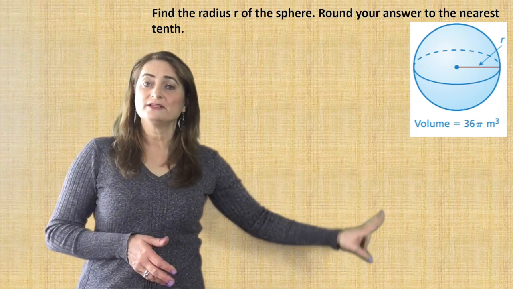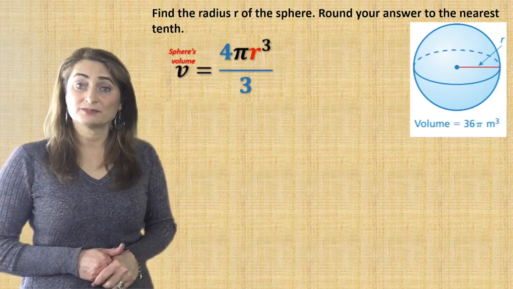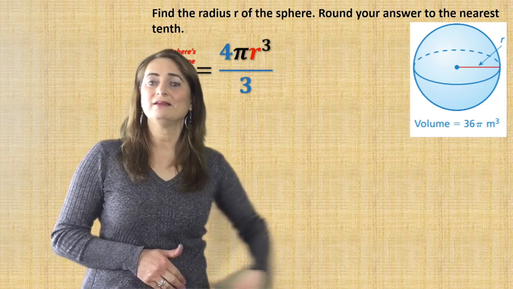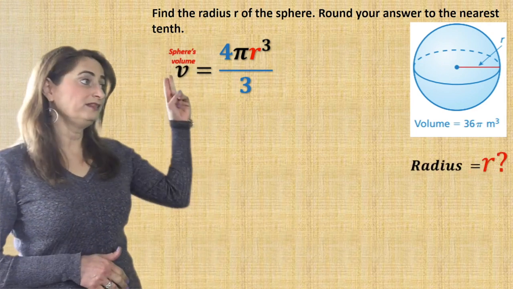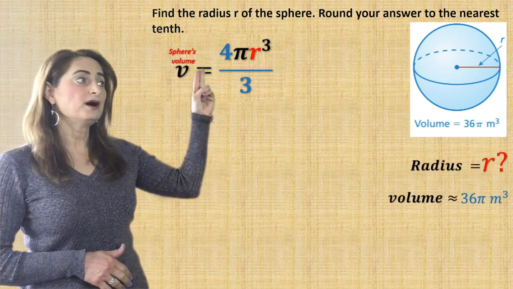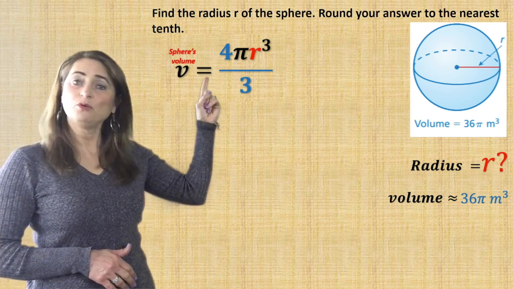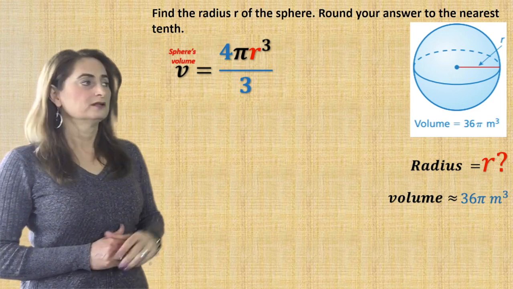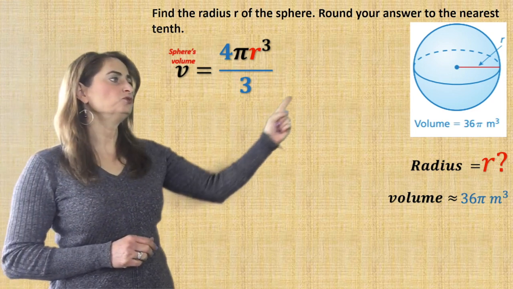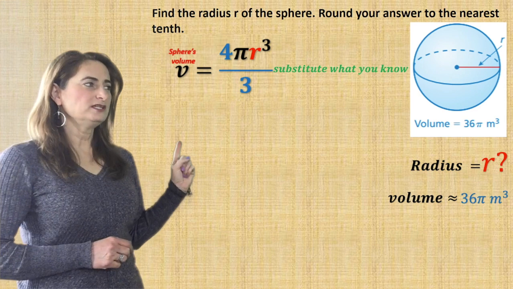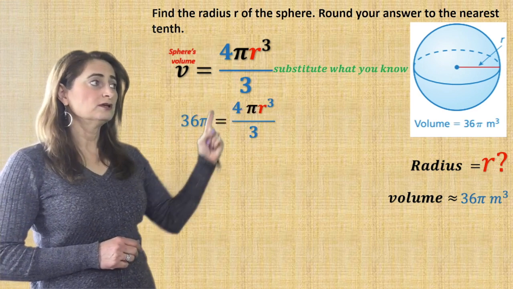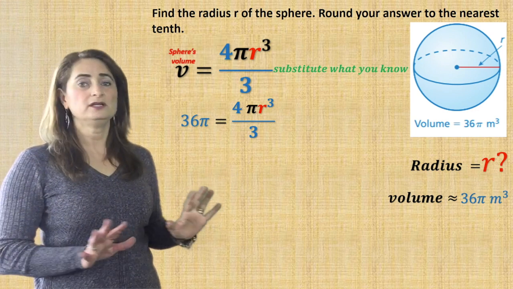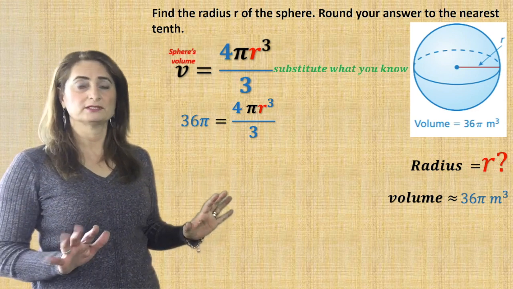We're trying to find the radius, but they gave us the volume of 36 pi cubic meters. Watch how they kept the pi with the volume. So when I write the equation, 4 pi r cubed all divided by 3, I will not replace pi with 3.14. I will keep it the same. Watch how this works. Substitute what you know. Volume is 36 pi equals, bring the 4, bring the pi, bring the r cubed, all divided by 3 the way it is because there's nothing to replace.